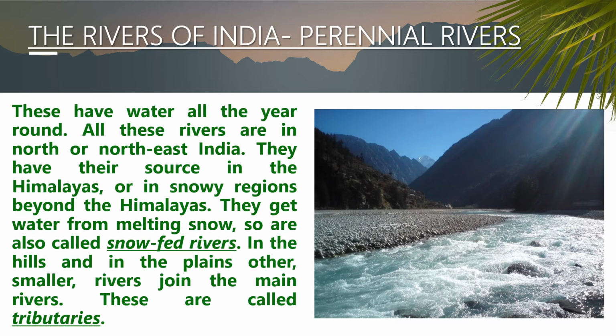The next is the rivers of India. India's rivers are either perennial or non-perennial. The first one is perennial rivers. These have water all the year round. All these rivers are in the north or northeast India. They have their source in the Himalayas or in the snowy regions beyond the Himalayas. They get water from the melting snow, so they are called snow-fed rivers.